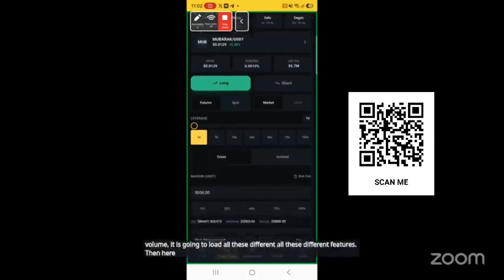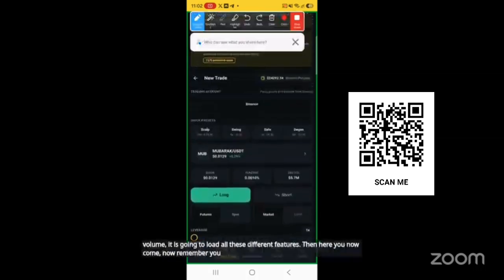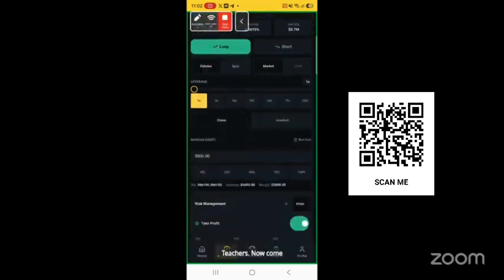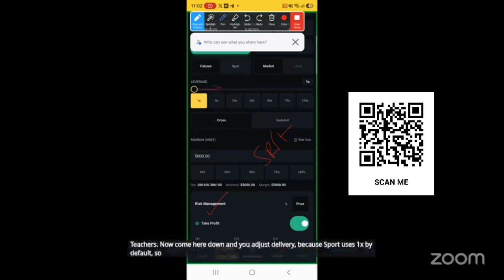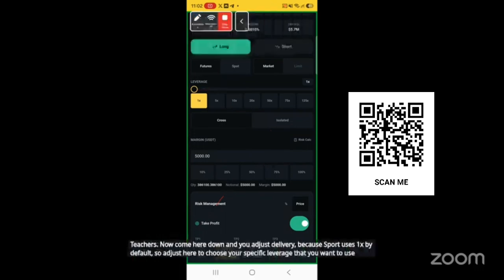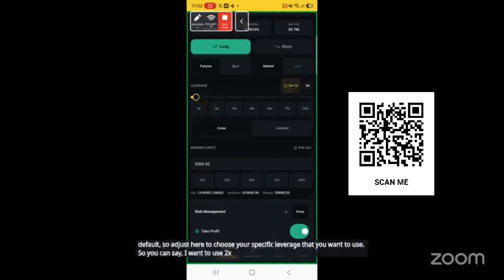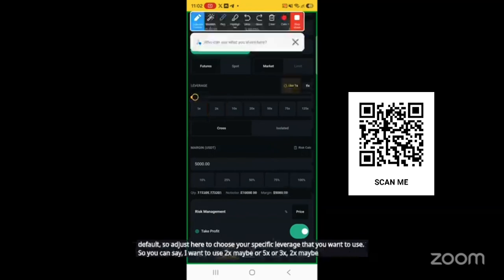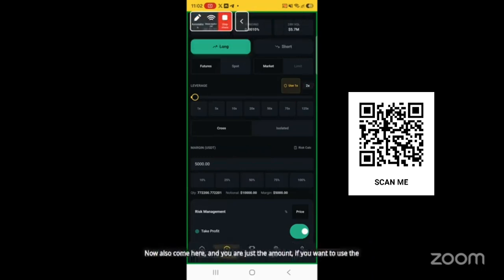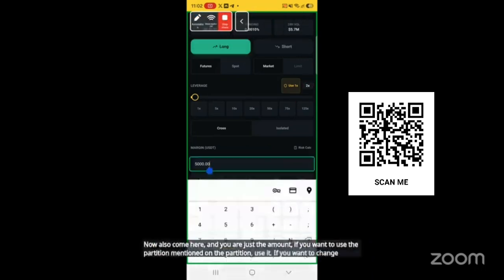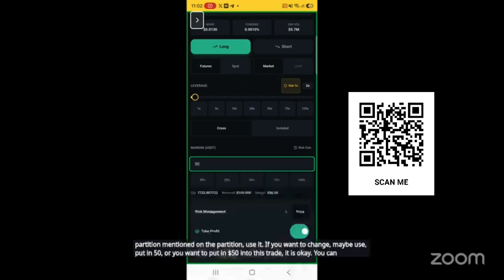Now remember, you have converted it from spot to futures. Come down here and adjust the leverage, because spot uses 1x by default. So adjust here to choose the specific leverage that you want to use. You can say, I want to use 2x maybe, or 5x or 3x. 2x maybe, it is okay. You can see it is selected here, 2x. Now also come here and adjust the amount. If you want to use the percentage, use it. If you want to change, maybe put in $50. You want to put $50 into this trade, it is okay. You can put in any amount that you want.